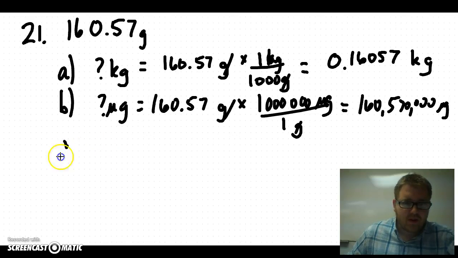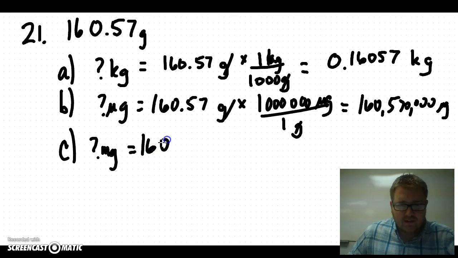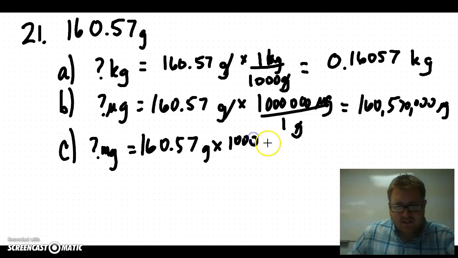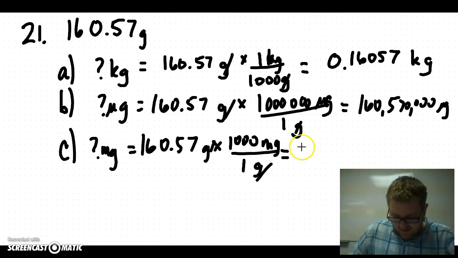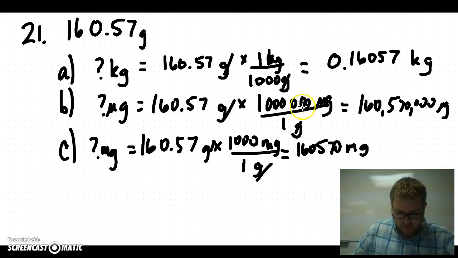micrograms. For part C, again, now we're just going to milligrams. So almost exactly like B, only we'll multiply by 1,000 instead of a million, because there's 1,000 milligrams in a gram. We get 160,570 milligrams. All right, let's look at some of the problems now.